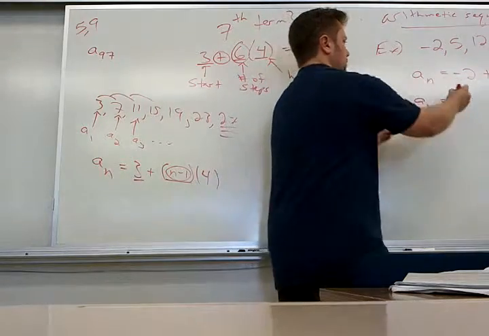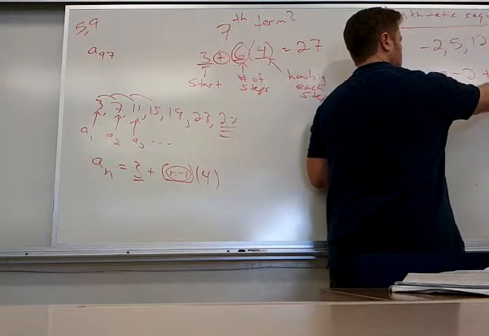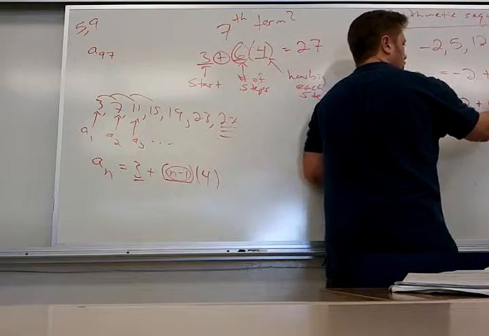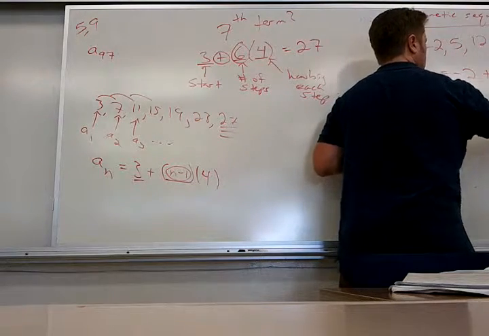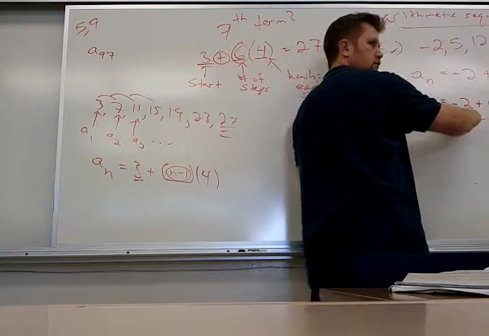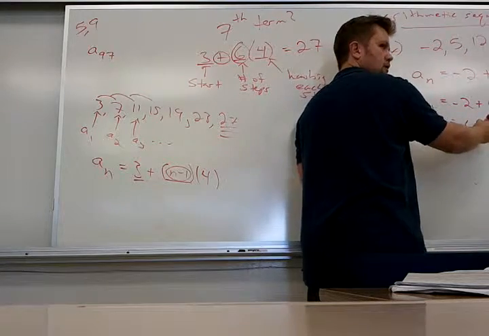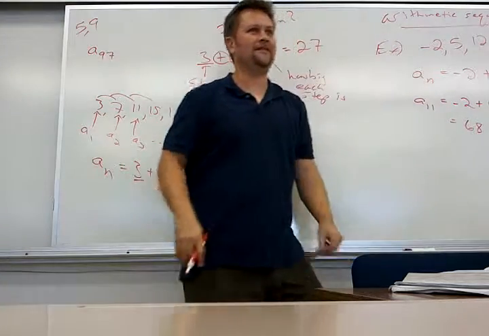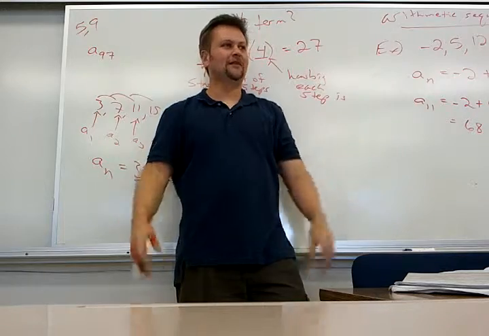So what's A11? It'd be -2 plus 10. Don't go too far. 11 minus 1, 10 times 7. So it'll be 70 minus 2. 68. Okay, 68.